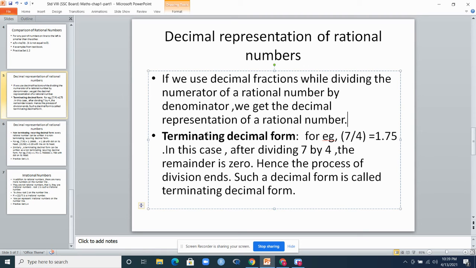Terminating decimal form. For example, we have 7 by 4. It is a rational number, and it is equal to 1.75. It is completely dividing, and 0 is the remainder. So hence the process of division ends. Such a decimal form is called a terminating decimal form.